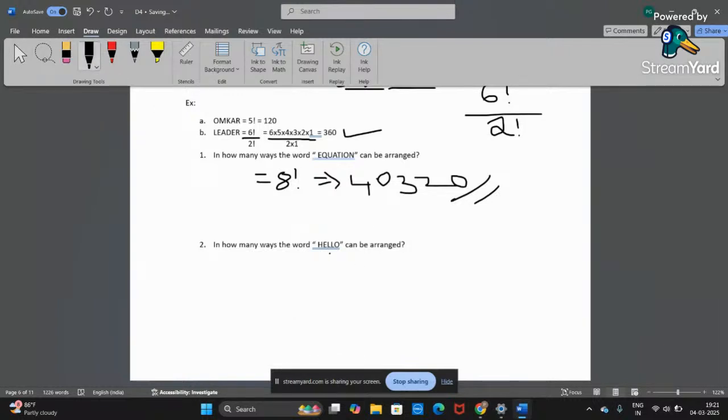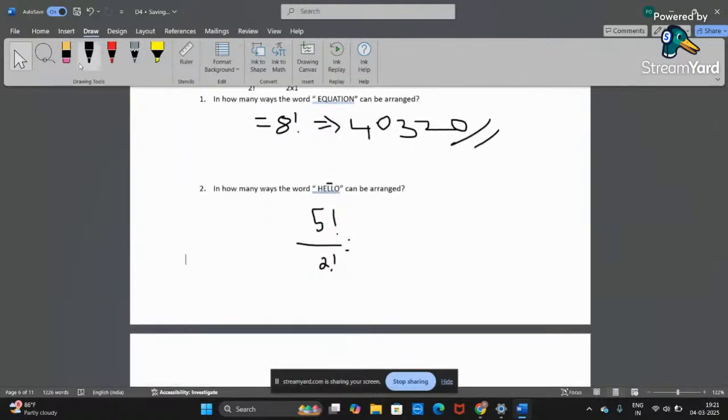How many letters are there in yellow? There are 5 letters, but we have repeated letters. L and L are repeated 2 times. So we have to divide by 2 factorial. So what is 5 factorial? 120, right? 120 divided by 2 factorial is 60. This is your answer. In 60 ways we can arrange the word hello.